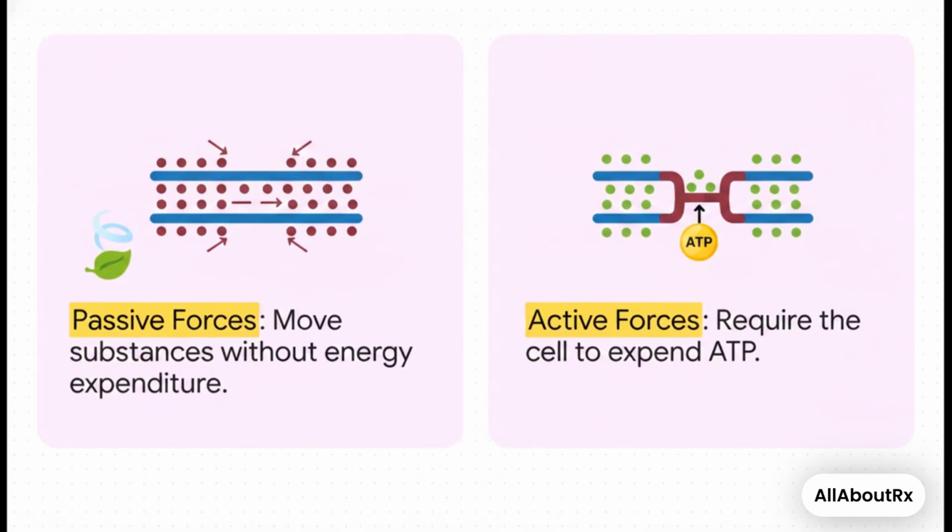Now, when things do move across, they're governed by two main categories of forces. First, we've got passive forces. These move substances without a single drop of energy expenditure from the cell. We're talking things like diffusion and osmosis. Contrast that with active forces. These are the heavy lifters. They require the cell to actually expend its own energy, in the form of ATP, to force substances across. Keep these two distinct forces in mind as we explore the specific transport mechanisms.